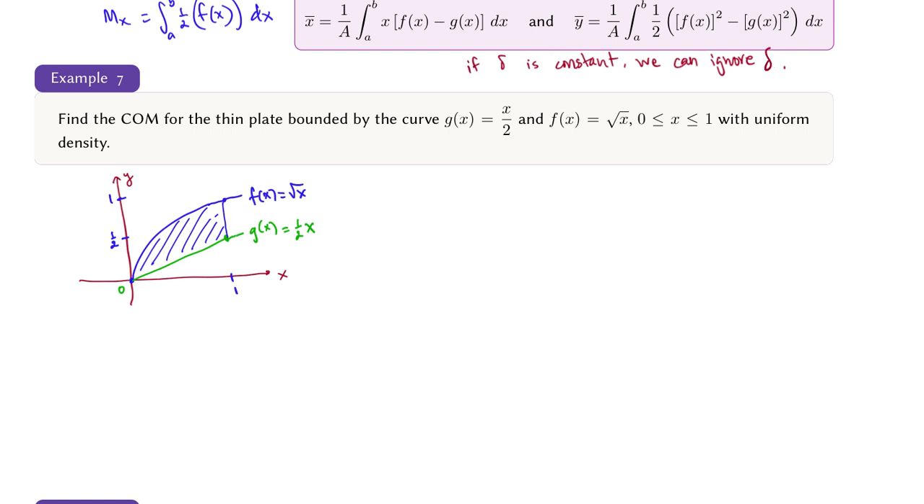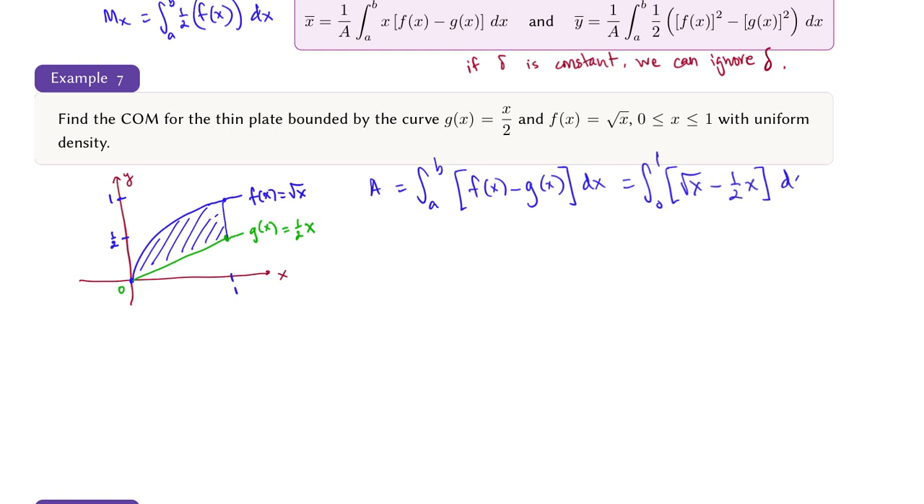And so to use the x bar and y bar formulas above, we're going to find A, the area, the moment about the y-axis, and the moment about the x-axis. The area is the integral from a to b of f of x minus g of x dx. The upper curve is the square root of x, and the lower curve is 1/2 x. The integral goes from 0 to 1. If we integrate this, we will get 5 over 12.